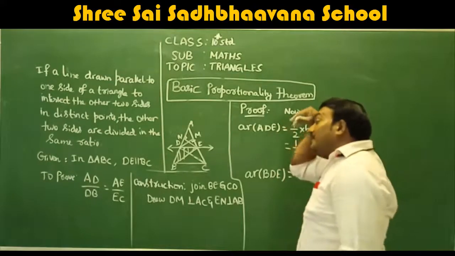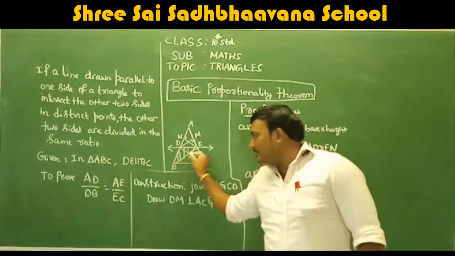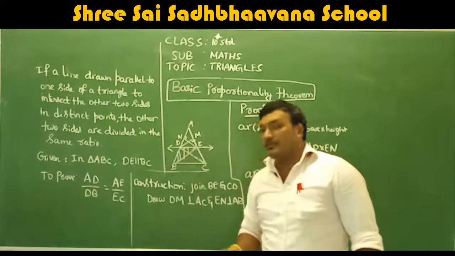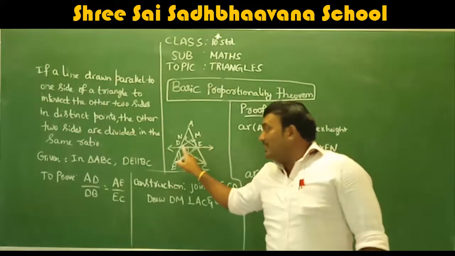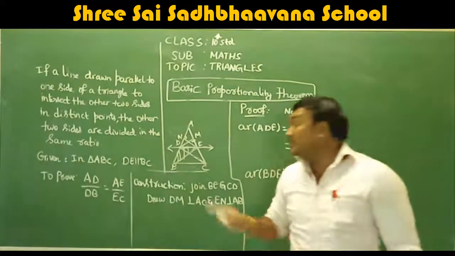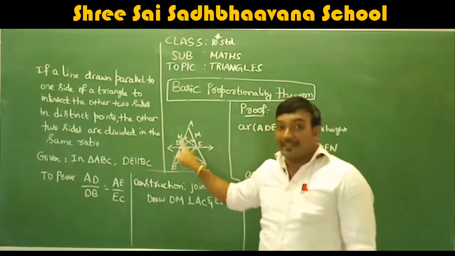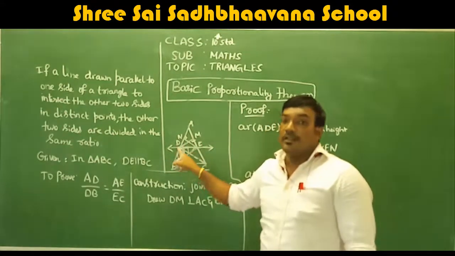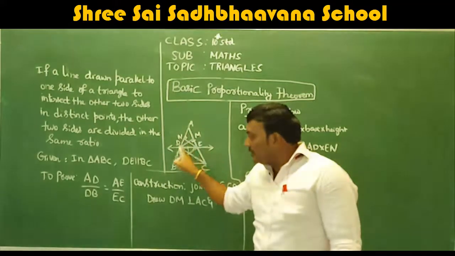What is area of triangle BDE here? BDE is the triangle, correct? So here perpendicular we don't have. ED is a side, it is not a perpendicular. Remember, you might get confused. Why can't you take ED? We cannot take ED. ED is one side. It is not perpendicular. So which is the perpendicular for BD? See, BD is extended to N.